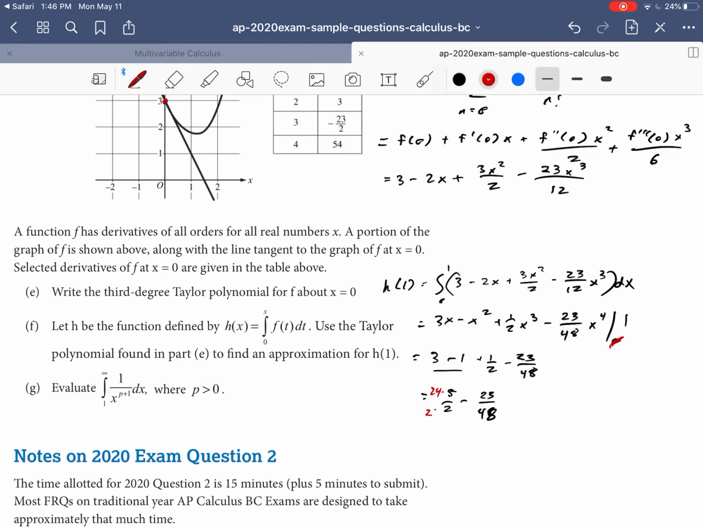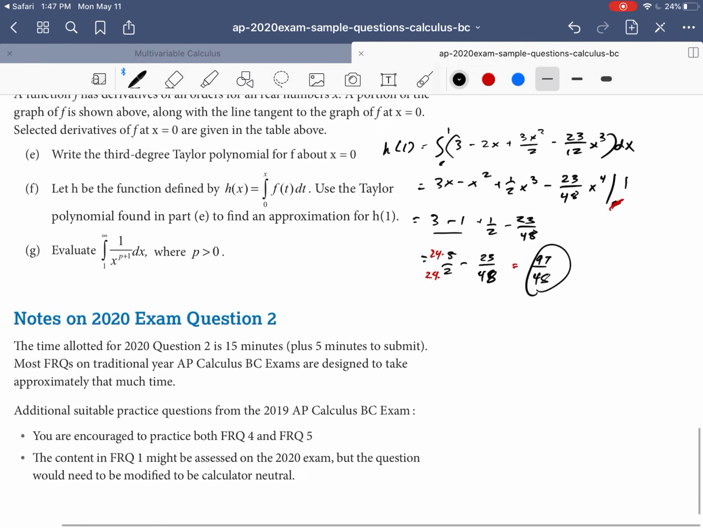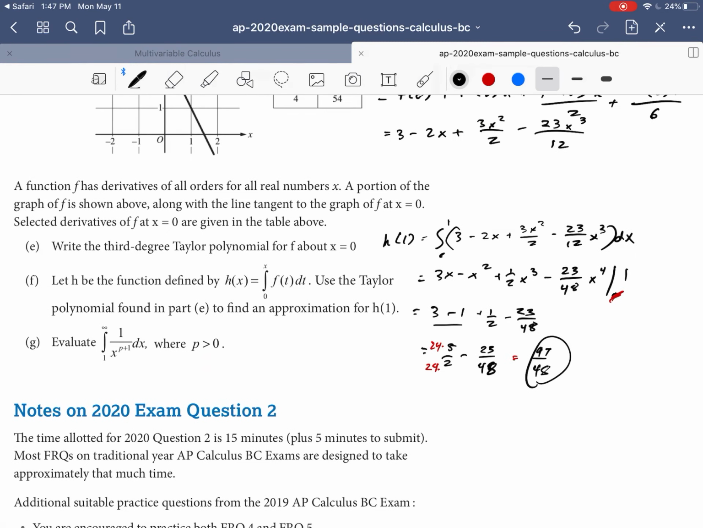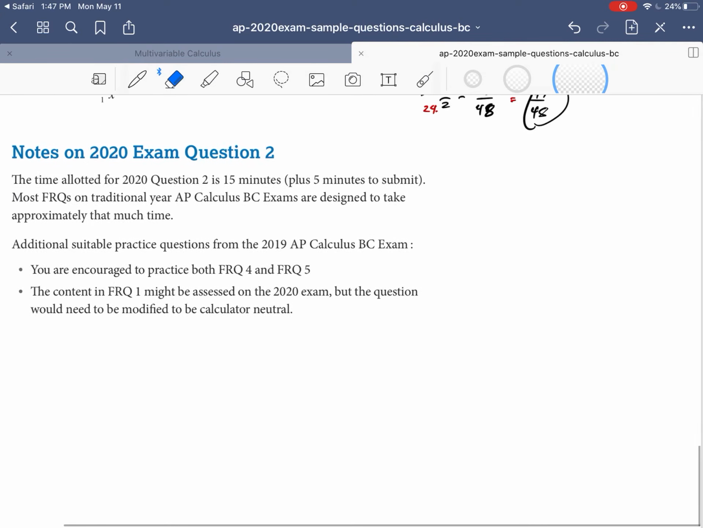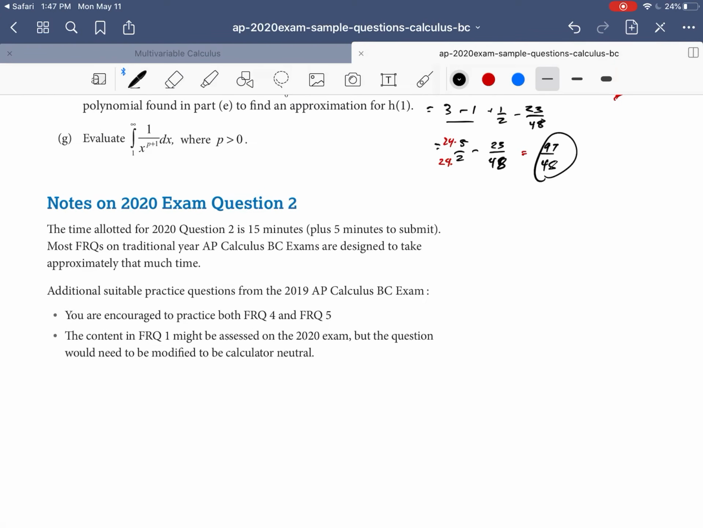And I can multiply that first fraction by 24 over 24. 5 times 24 is, I happen to know, 120. So we get 120 minus 23. That's 97 over 48. And maybe that simplifies some more, but I'm going to leave it at that.